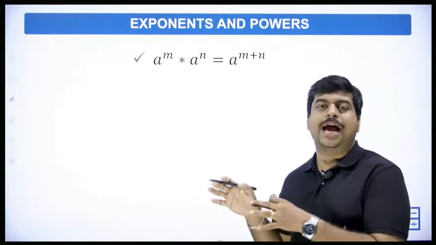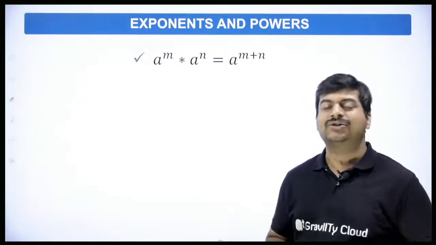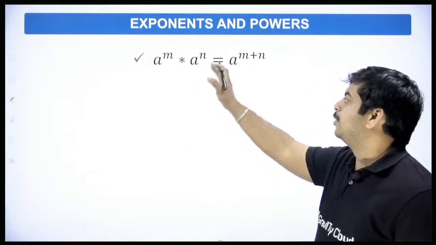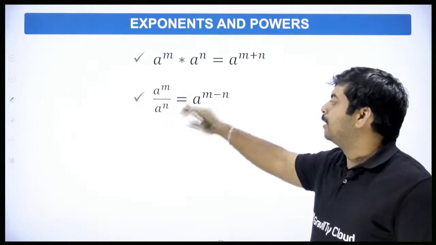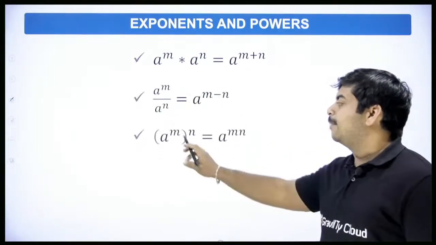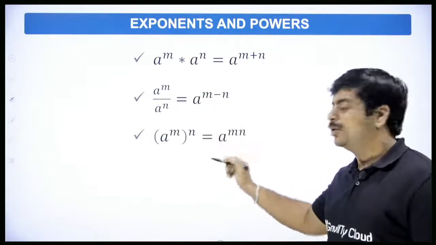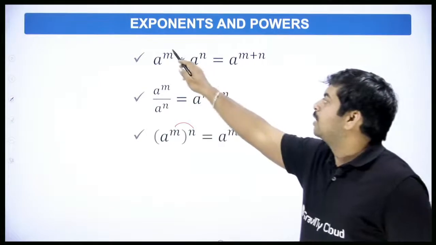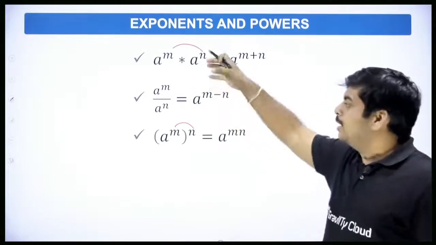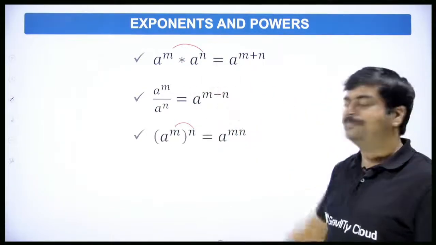The first one that we're going to discuss, let's have a small recap of all the formulas which we discussed in the last class, which is a power m into a power n is a power m plus n. A power m by a power n is equal to a power m minus n. A power m whole power n is a power m into n. You need to multiply these two, you don't add these two. Here you need to add, don't multiply. There is always a bit of confusion between these two.